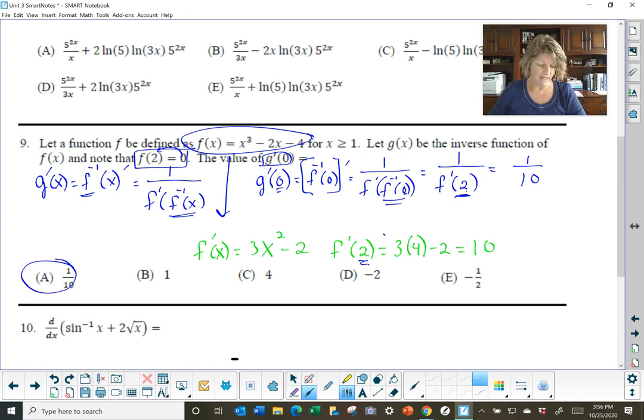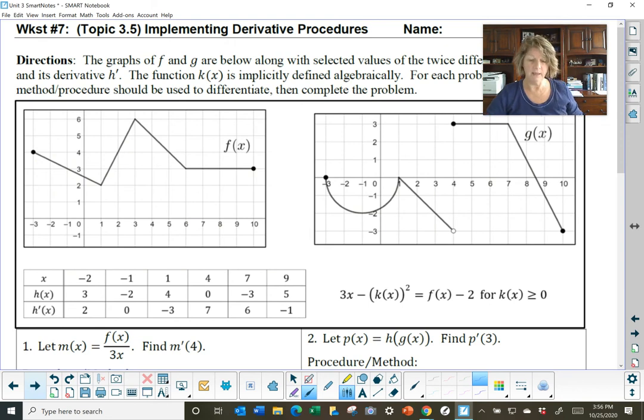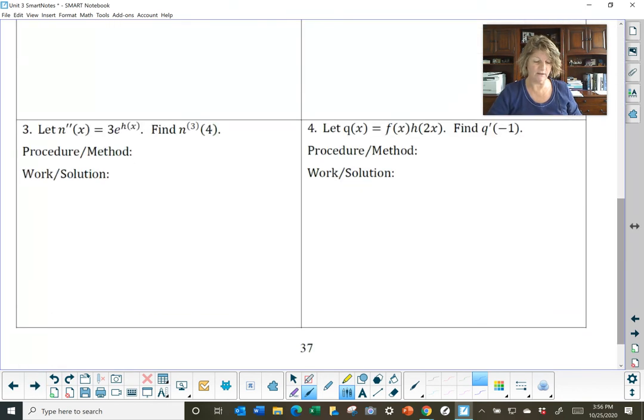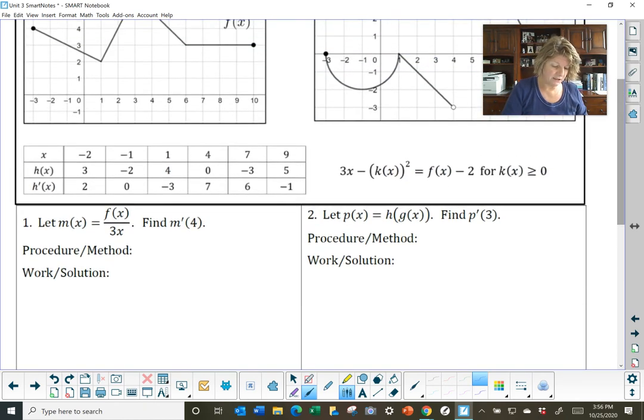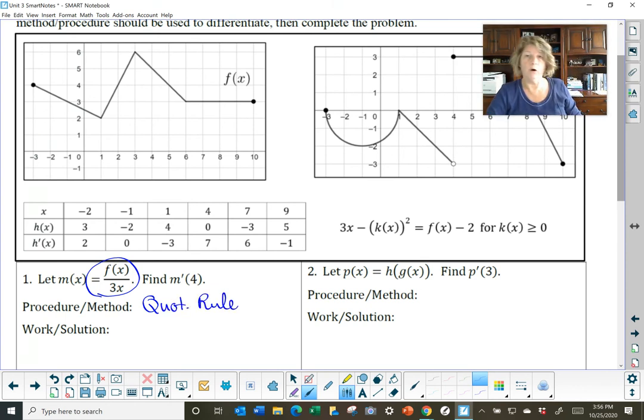All right. That leaves you with another worksheet. It has some graphs and charts and all kinds of fun stuff. So there you go. Oh, just notice this. They ask you for what your procedure is going to be. And by that, they're meaning, okay, how are you going to take the derivative of m there? I would use quotient rule. So all it's asking you to identify is what overarching rule will you use. Sometimes you might even have to use a little chain rule on this. This one looks like chain rule to me.